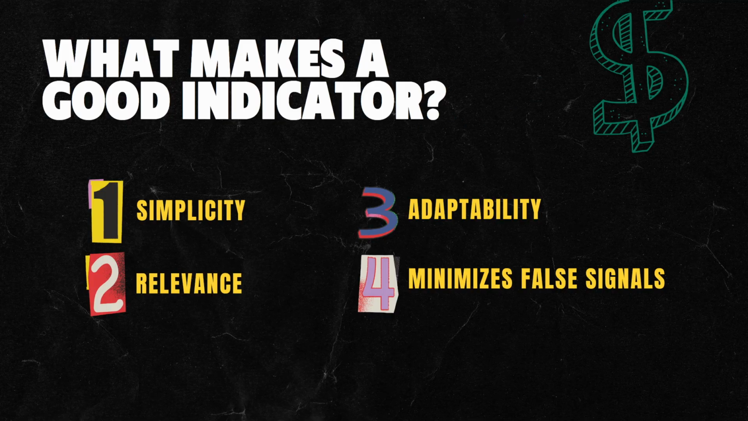So, what makes a good indicator? The first thing that we need to understand is that simplicity is key. When it comes to trading indicators, as we populate our charts with information, we have to make sure that it is easy to read and easy to understand. An indicator should never be something that complicates things for you. It should put things into better perspective.